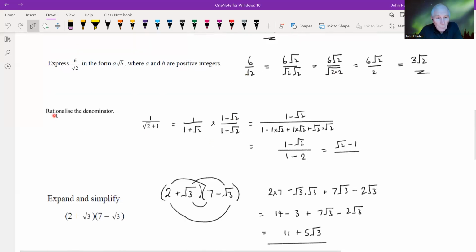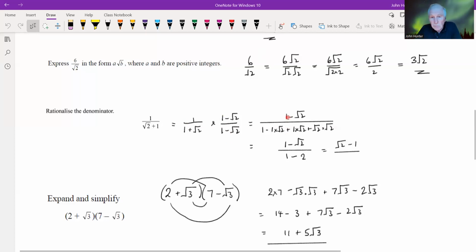We've got another one here. Rationalize the denominator of 1 divided by the square root of 2 plus 1, 1 over root 2 plus 1. I've rewritten it like that because it helps. Now we're going to use the conjugates here because, as I've just said, if we multiply the denominator by its conjugate, then we're going to get a rational number on the denominator. But of course, if we multiply the denominator by something, we've got to multiply the numerator by the same thing.